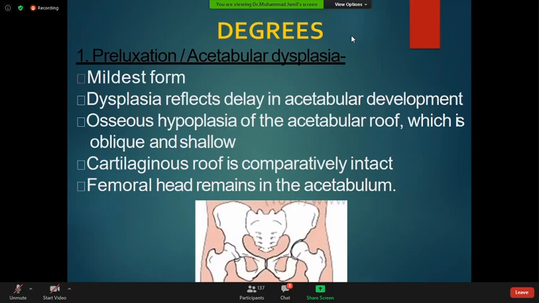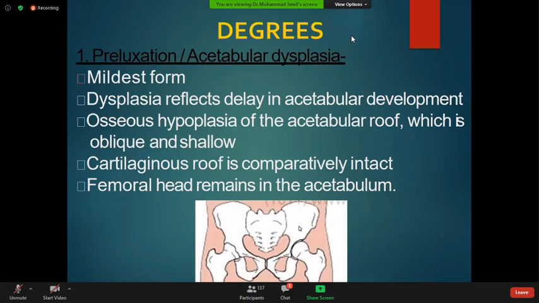Dysplasia reflects a delay in acetabular development. There is osseous hypoplasia of the acetabular roof, which is oblique and shallow. You can see the acetabulum is oblique and shallow. The cartilaginous roof is comparatively intact, and the femoral head remains in the acetabulum.